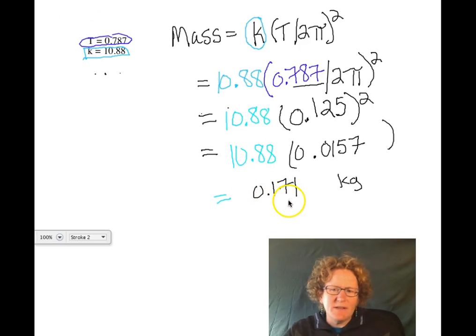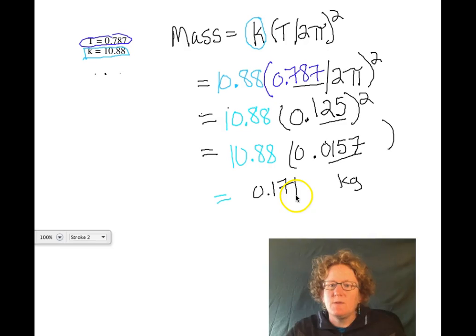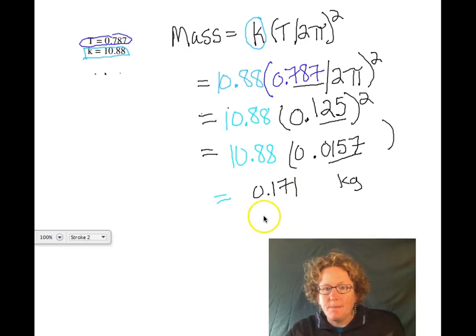Okay, so my earlier answer was like 1 something grams, and that looked kind of weird. So I went through and I did find a mistake right here. Instead of 105, it was 1.25. So when I squared that, I got this. And when I multiplied that times 10.88, I got 0.71 kilograms, which is about 171 grams.